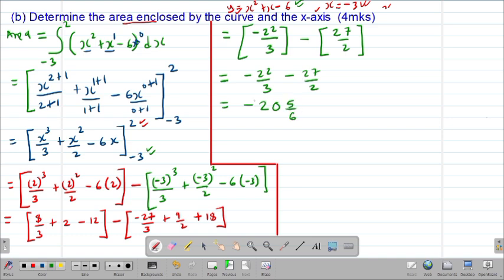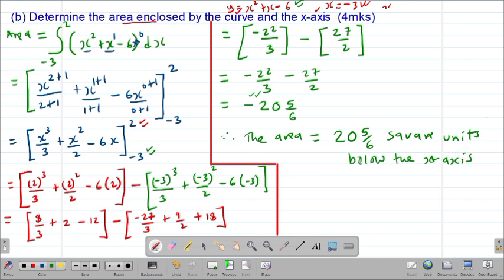So you can see that you are getting a negative area. The reason is that, clearly from the sketch, it was below the x-axis. Therefore, we conclude and say the area under the curve will be equal to 20 whole number, 5 over 6 square units, but the area is below the x-axis. So the words below the x-axis stand in for the negative. So that was the expected solution.